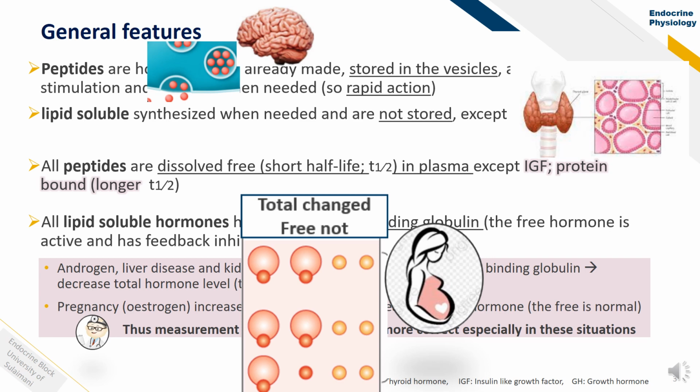Which one is most important? The free one. As you said, the free one is active and it goes through negative feedback. So the free one should be normal. If the free one is normal, there is no problem with the TSH, so this pregnant female has no problem. That's why in these conditions especially, it's better to send the free hormone for the investigation, not the total one.